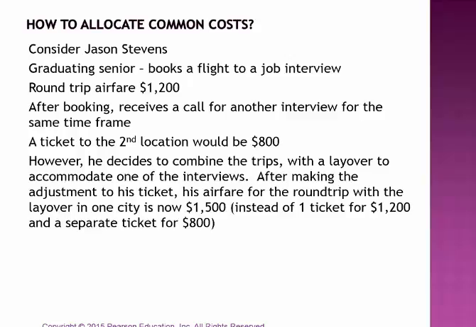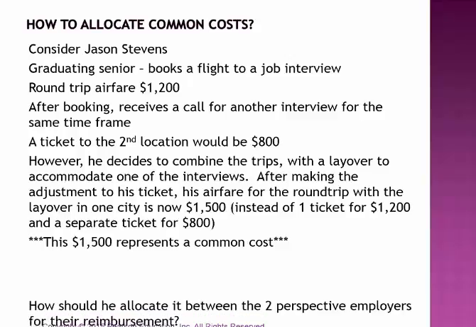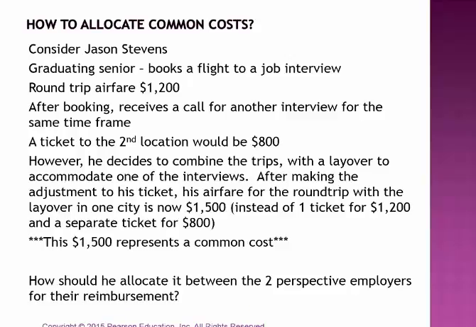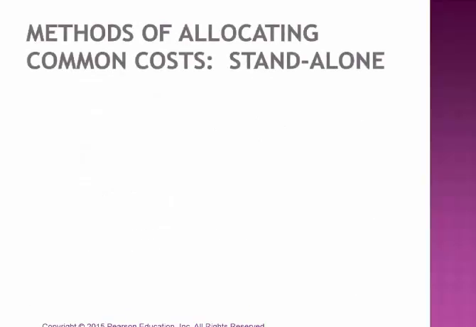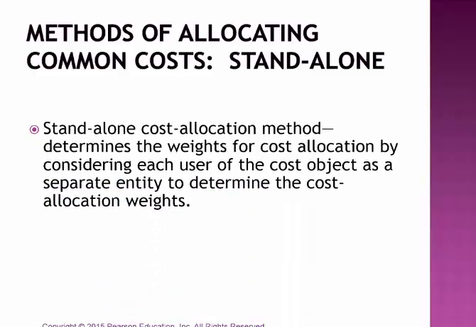Now, how should he go about divvying that up? Well, we've got two different methods that we're going to take a look at. Again, this $1,500 is the cost that is represented as a common cost, and we need to somehow allocate that among these two potential employers to get them to reimburse us. So how should he go about doing that? The first one we can take a look at is called the standalone method.